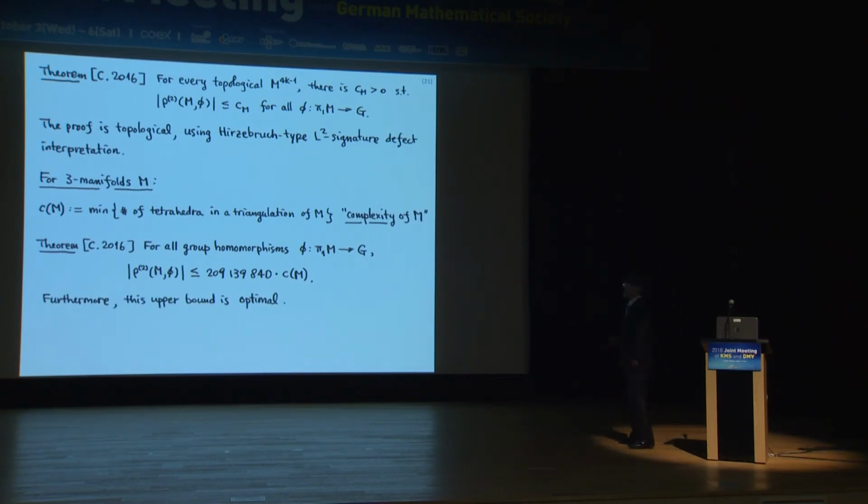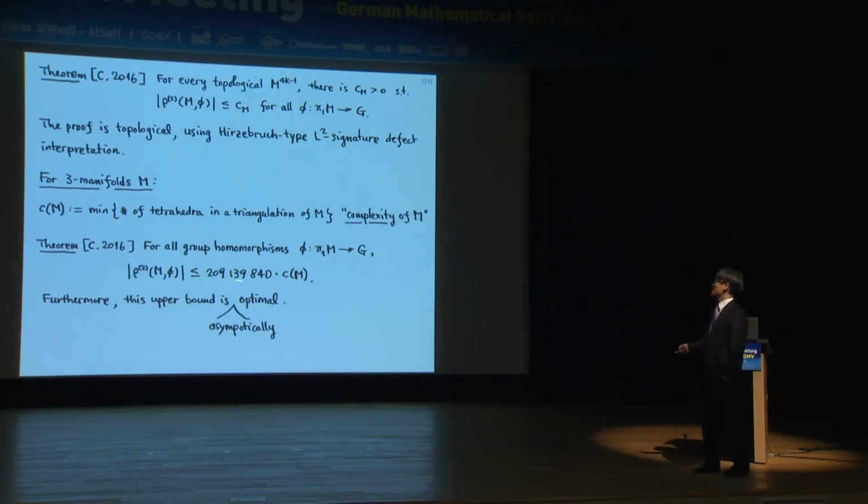And here is one more thing. This upper bound is optimal. You wouldn't believe that because this constant is too large. So here is a secret about this bound: it's asymptotically optimal. It just means that this is a linear upper bound and linear is the best.